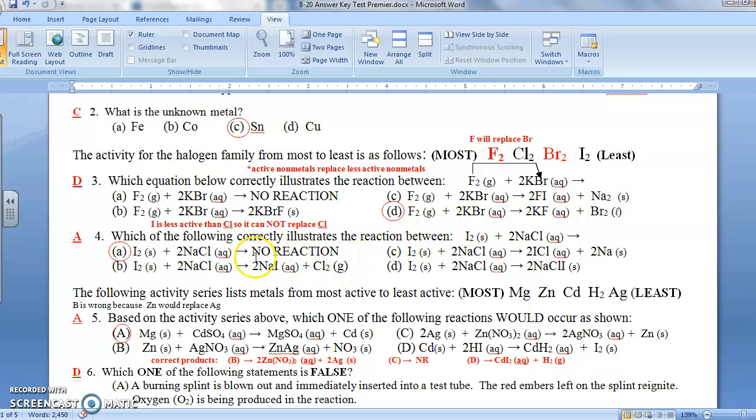In number 4, what's going to happen if we drop iodine in a solution containing sodium chloride? Well, iodine is the least active of the halogens. Iodine, if it's less active than chlorine, cannot replace it. So what ends up happening is absolutely nothing. We would have no reaction. That takes us through number 4. We're going to stop the video and we'll pick up with number 5 and 6 when we come back.